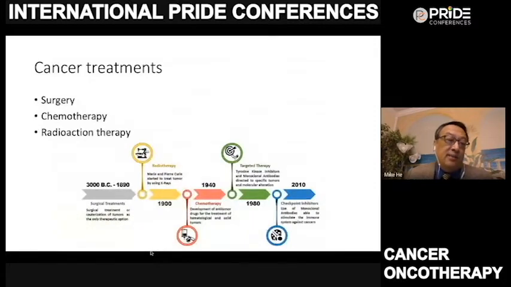So this slide briefly demonstrates the evolution of cancer treatments. Besides the conventional surgery, chemotherapy, and radiation therapy, in the 80s of last century, the target therapy, including the tyrosine kinase inhibitor, and the immunotherapy started to emerge. Next slide, please.